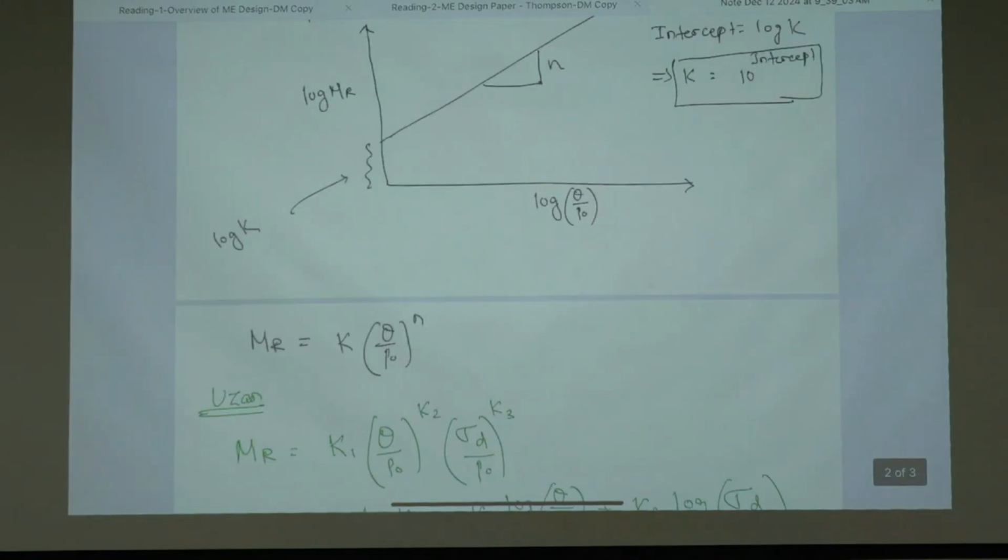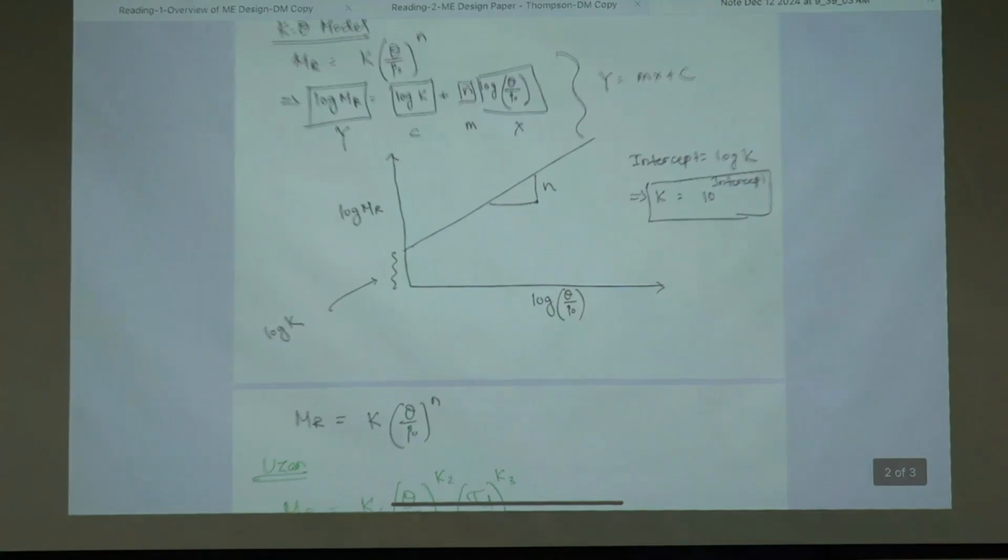Scroll up. Which way? This? That's it. Okay.